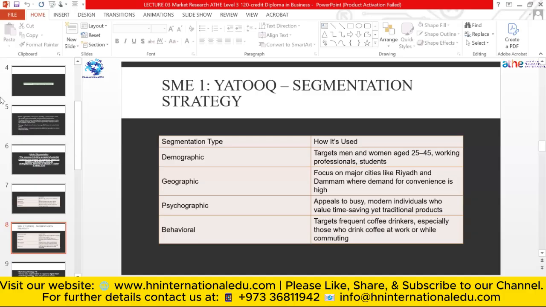Behavioral targets: frequent coffee drinkers, especially those who drink coffee at work or while commuting. Few people don't go for coffee as a necessity. It's their requirement, their daily life act. It becomes a part of behavior that at 7 or 5, I need to have my coffee. I have no other opinion at all. Few people love to have it at breakfast.